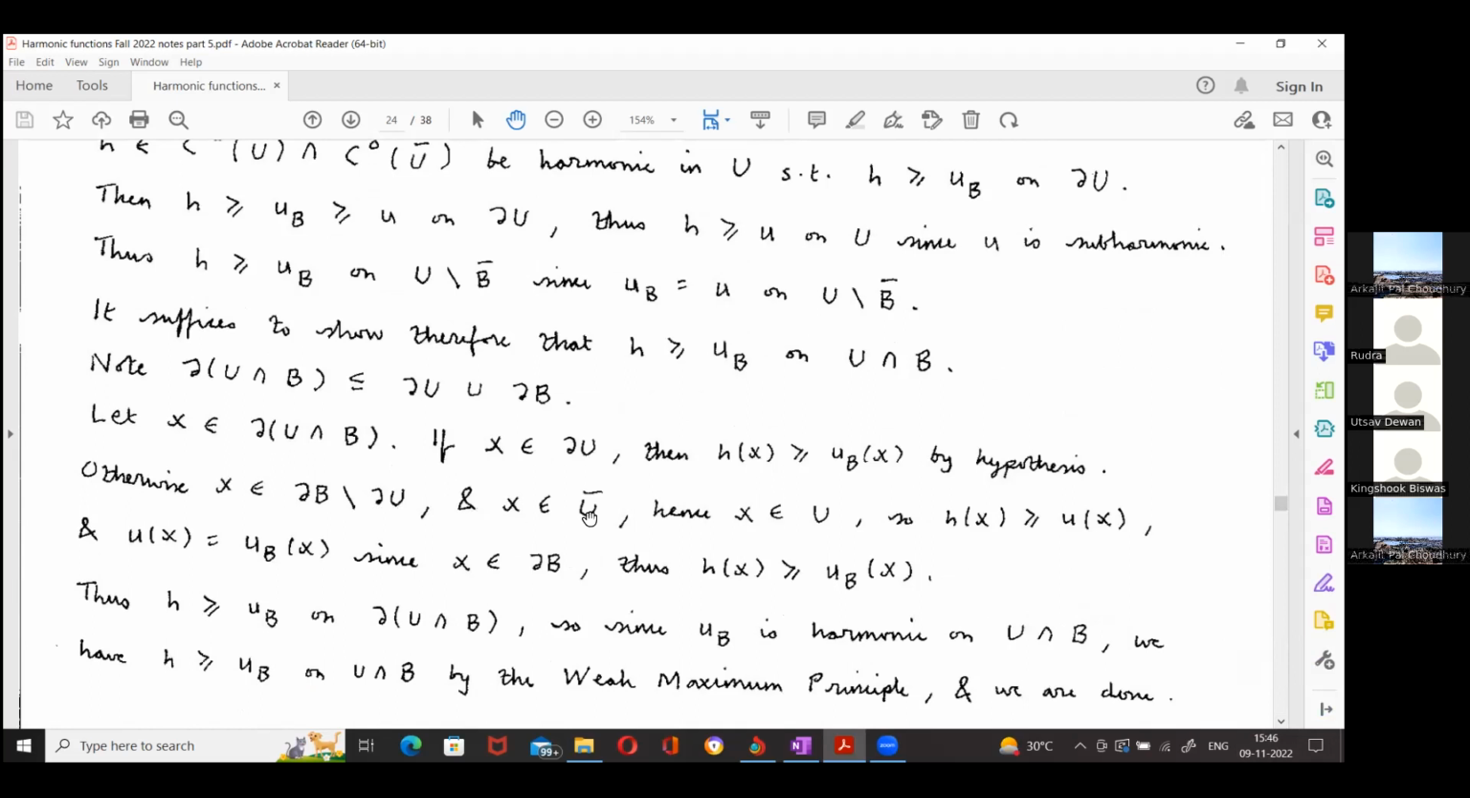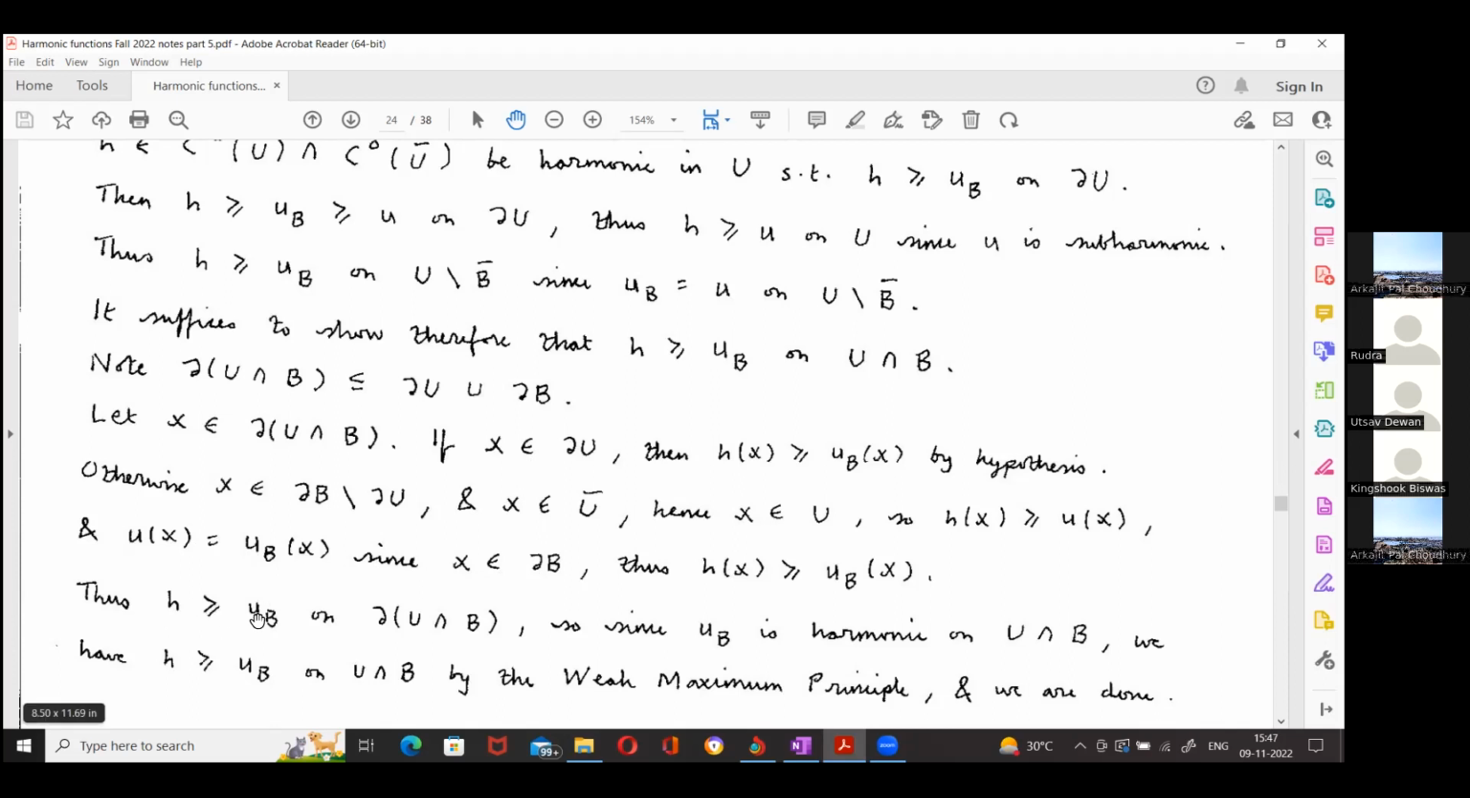And x belongs to U closure. Because x is not in boundary U and it is in U closure, it is in U. So H(x) is greater than or equal to u(x), and u(x) is equal to u_B(x) because x is in the boundary of the ball B, where by definition u_B is equal to u. So in this case also, H(x) is greater than or equal to u_B(x).